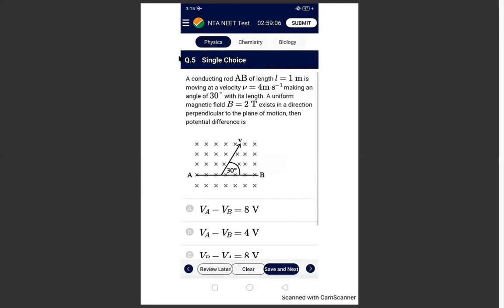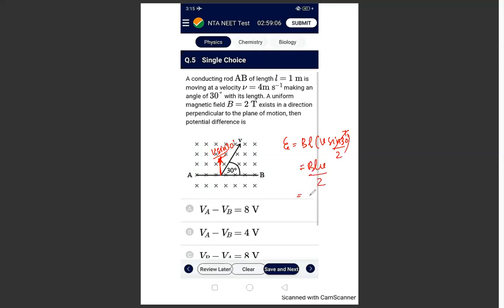Coming to question number 5, it says that there is a conducting rod of length L, that is 1 meter, moving at a velocity of V, making an angle of 30 degree with its length. A uniform magnetic field B, that is equal to 2 Tesla, exists in a direction perpendicular to the plane of the motion. We have to find out the potential difference. So first of all, we have to find the component perpendicular to the length, that is V sine 30, right? So EMF is BLV sine 30, sine 30 equal to 1 by 2. So that is BLV by 2.